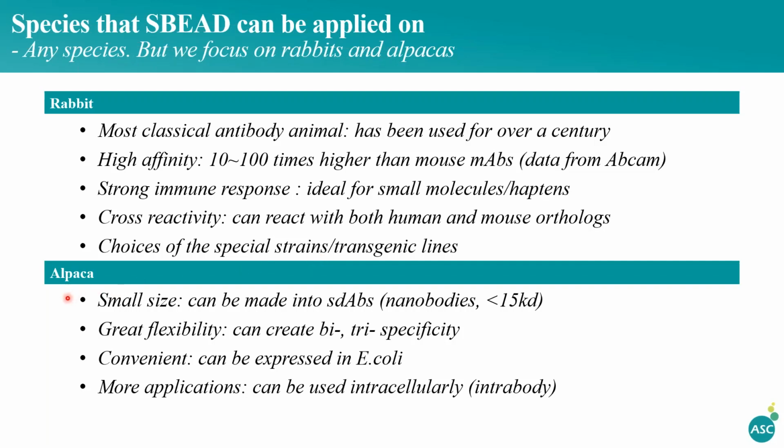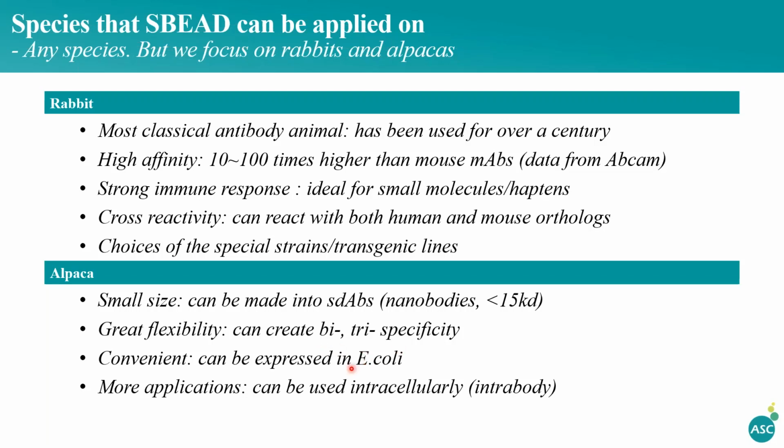The second species we focus on is alpaca. Many of you know that alpaca and other camelid animals produce a quite different antibody from other mammals in that they consist of only heavy chain. By having only one chain, the antigen binding domain can be made very small into a single domain antibody, otherwise known as nanobodies, which has a size of only 1/10 of a conventional antibody. Due to the small size and single chain, the antibodies can be used very flexibly, and you can easily create bi or even tri-specific antibodies from them.